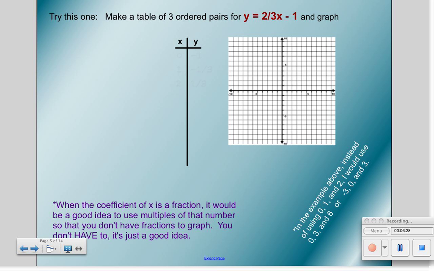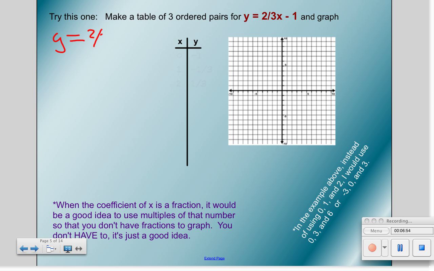So why don't you try this one? Pause the video, and I want you to choose 3 x values. You can use 0, 1, and 2 if you'd like, but you don't have to. And I want you to use that equation, y equals 2/3 x minus 1. Find out your 3 y values, plot your 3 points, draw your line, and there you go. Okay, so pause it. I'm going to keep going, but if you pause it, then you can check out what I got when you're done.